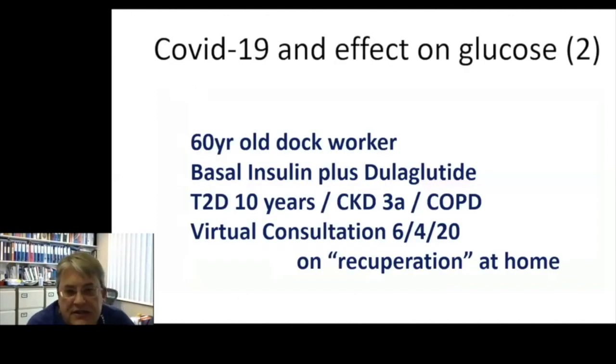By contrast, this individual with very similar background, actually, not quite as bad renal disease, he's 3A, a little bit younger. He's on basal insulin and dulaglutide and hasn't had diabetes quite so long. He also had coronavirus, or at least we're assuming it was coronavirus because he didn't get tested because he stayed at home. And we contacted each other on the same day, once he was recuperative at home.